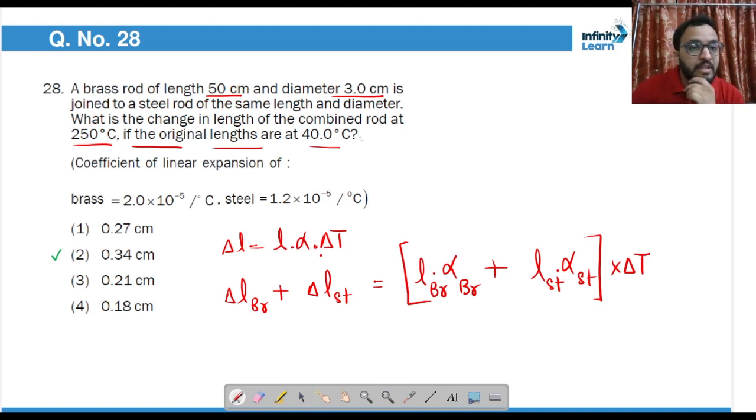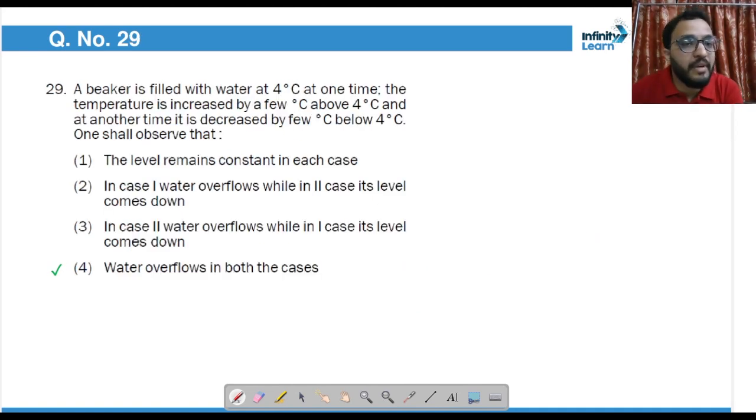Everything is given to you. The length is given for brass, same length. For steel also, the length is same, diameter is same. What is the change in the length of the combined rod? Delta T is given, delta T is 250 minus 40. Alpha for brass, alpha for steel, everything is given to you. Just put the values and get your answer. Okay, clear? Now, question number 29.